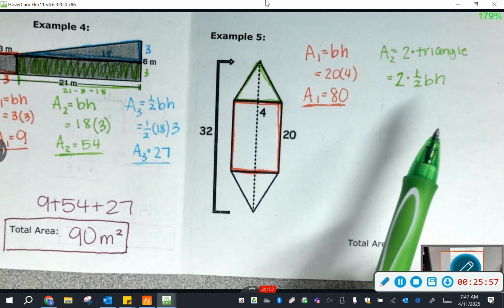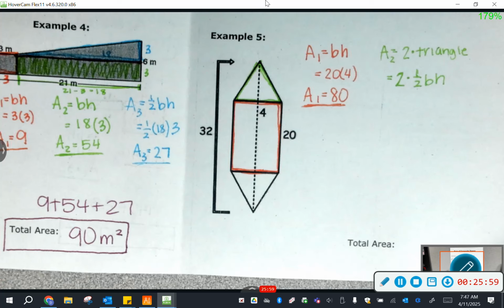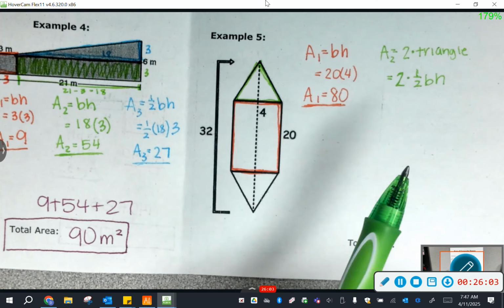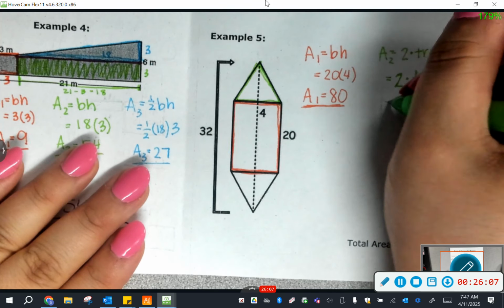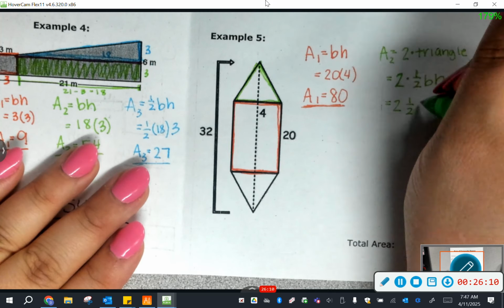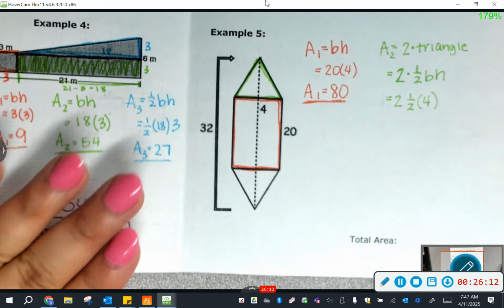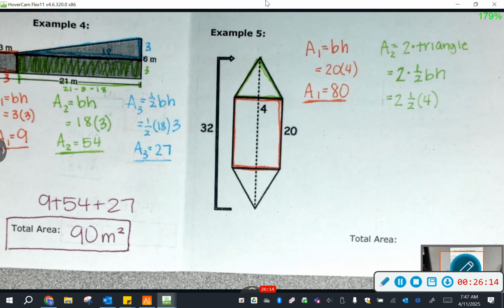Because what does 2 triangles create? A rectangle or a square or a parallelogram. Exactly. We're going to get to that in just a second. What's the base here of this triangle? 4. I'm just going to write it all down first because I want to make sure everybody in here understands.